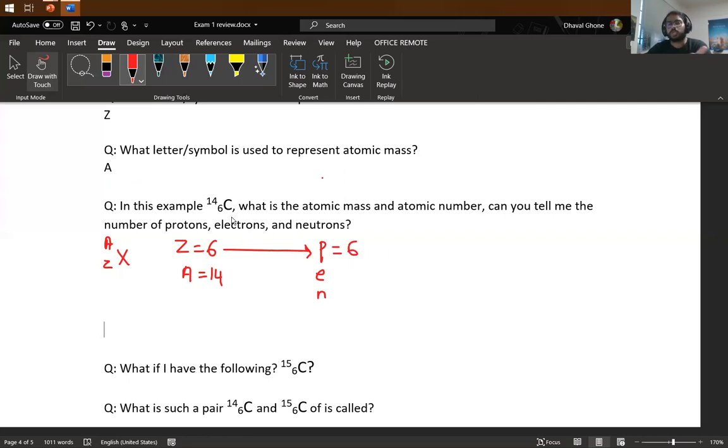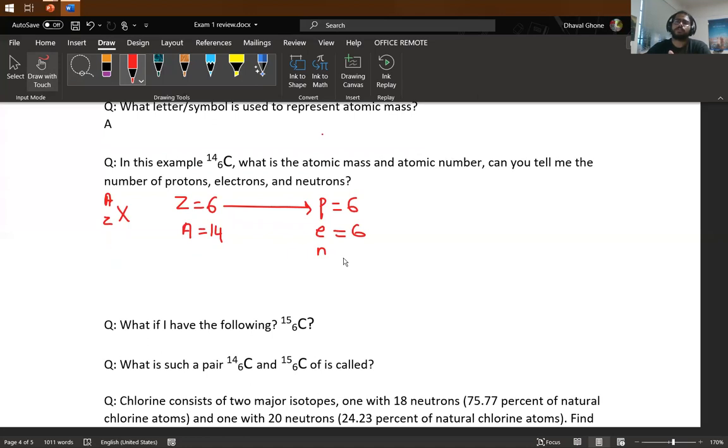Because carbon here has no charge mentioned, we can assume it's not an ion, it's an atom. And so number of protons equals number of electrons. So we'll have number of electrons as 6 as well. Number of neutrons is kind of tricky to calculate. We said that the mass number is number of protons plus number of neutrons, right? And so to calculate neutrons, I would subtract number of protons, 6, from the mass number 14. So that gives me 8.